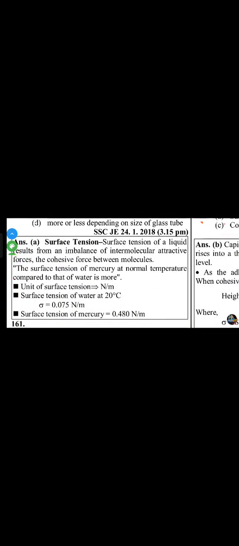Here is the explanation. Surface tension of the liquid results from the imbalance of the intermolecular attractive force, the cohesive force between the molecules. The surface tension of mercury at the normal temperature compared to that of the water is more. Unit of the surface tension is Newton per meter. Surface tension of the water at 20 degrees centigrade is 0.075 Newton per meter. Remember it, it's very important. And the surface tension of mercury is 0.480 Newton per meter.